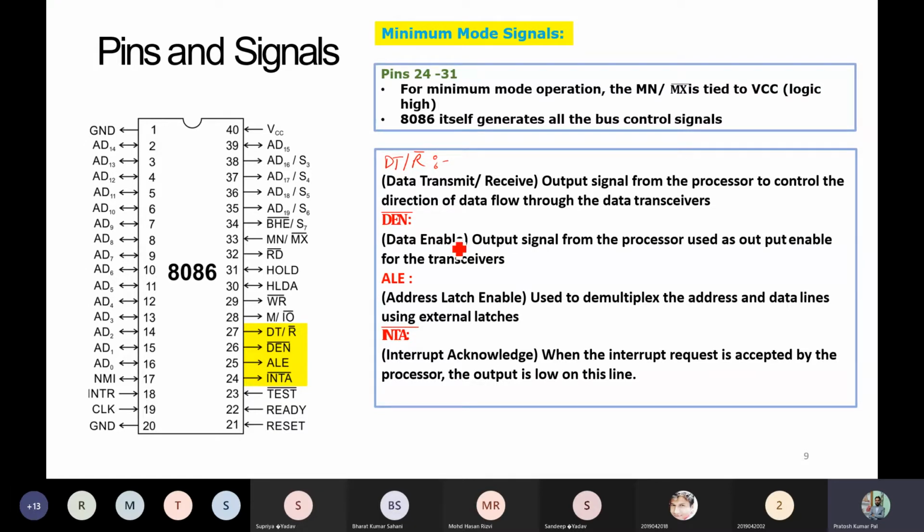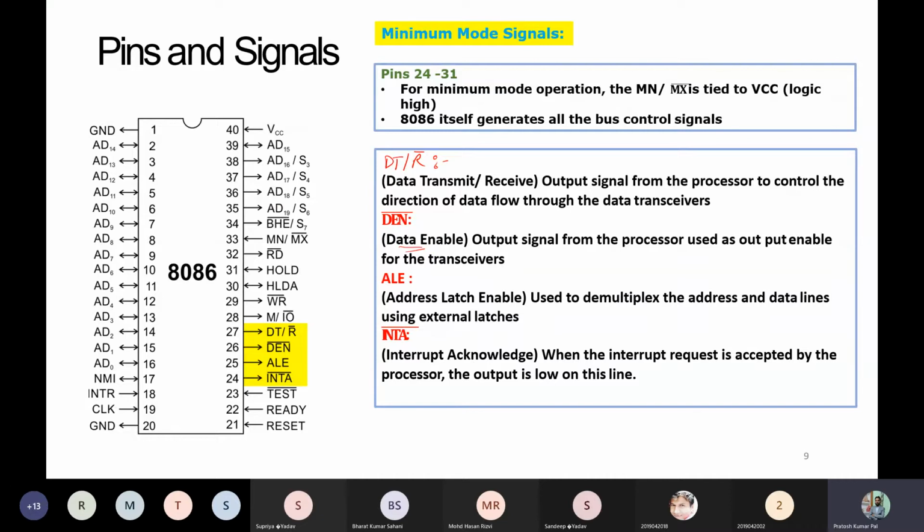This DEN is data enable. This is an output signal from the processor used as the output enable for the transceiver. Whenever the data is being received or transmitted, that will be enabled and disabled by this DEN data enable pin.